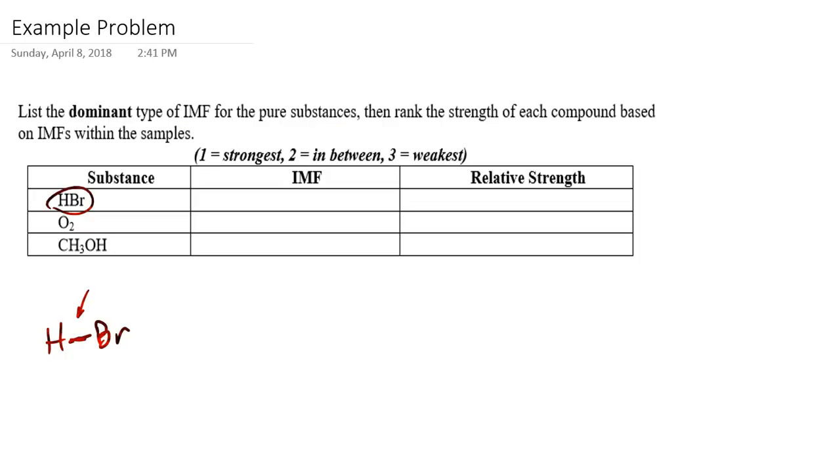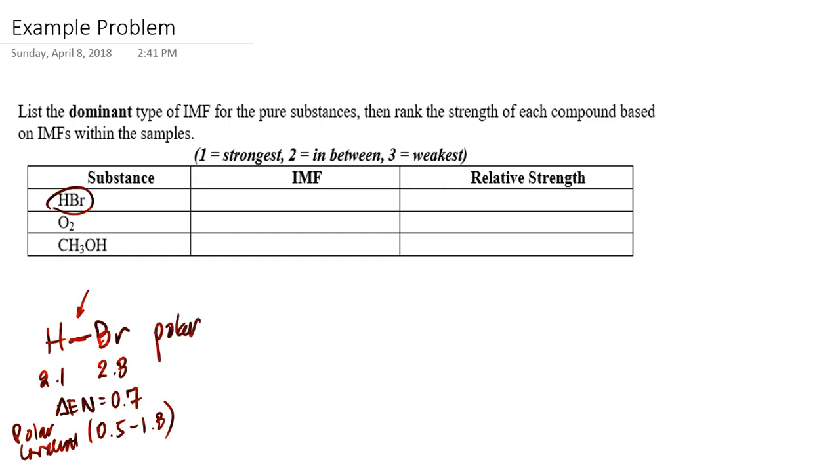And so that would be electronegativity of 2.1, electronegativity of 2.8. The difference in electronegativity is 0.7. And if you recall, for me to have a polar covalent bond, then I have to be between 0.5 and 1.8 in that difference in electronegativity. And so basically, hydrogen bromide is a polar compound because it only contains one bond, and that bond happens to be a polar bond.